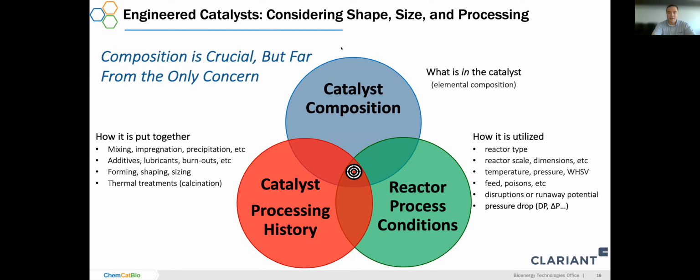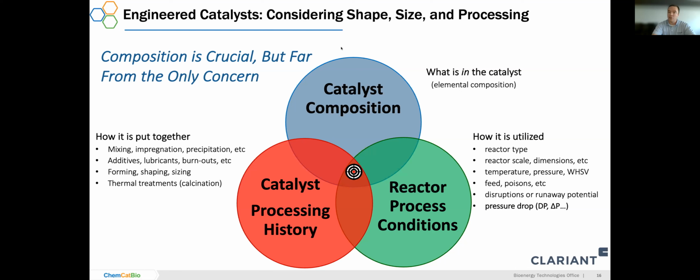We can have the same composition 1,000 times and put it together differently 1,000 times, and maybe one of those samples is going to be the hit, the one that works. So how do we put things together, whether we mix or impregnate or precipitate? This is how the catalyst is made.